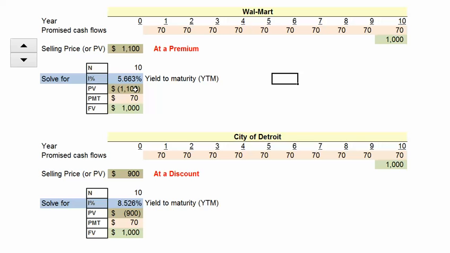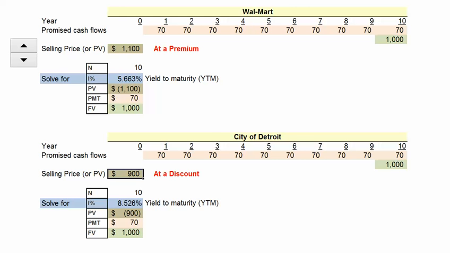And again, if we enter in the present value, the price of the bond, the annual coupon, and the face value and the maturity, we can solve for the yield on both bonds. And if the Walmart bond were selling for $1,100, this means that investors were willing to lend money to Walmart at 5.663%. On the other hand, if no one really wanted to buy the Detroit City bond and its price got bid down to $900, it would be forced to pay a higher yield. Investors require a higher rate of return for the increased perceived risk.